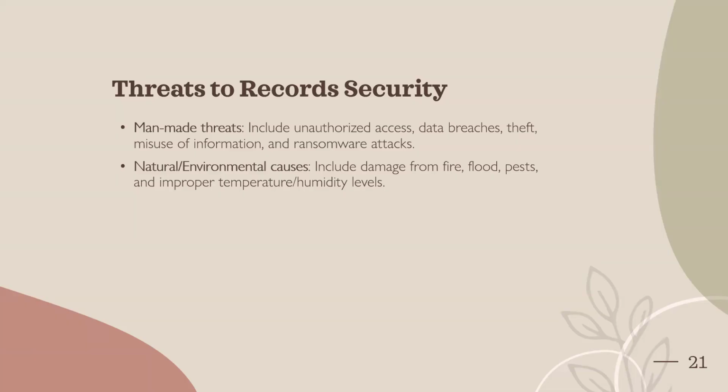Pests. We have rats, we have cockroaches. We need to fumigate all the time so that we preserve our information from being eaten by rats and whatever else. Then improper temperature and humidity levels. I talked about this. Our storage areas. Usually we have those temperature measuring machines. I've not seen them here, that we can use to measure the humidity and the temperature, and we regulate that temperature so that our documents do not get molds.